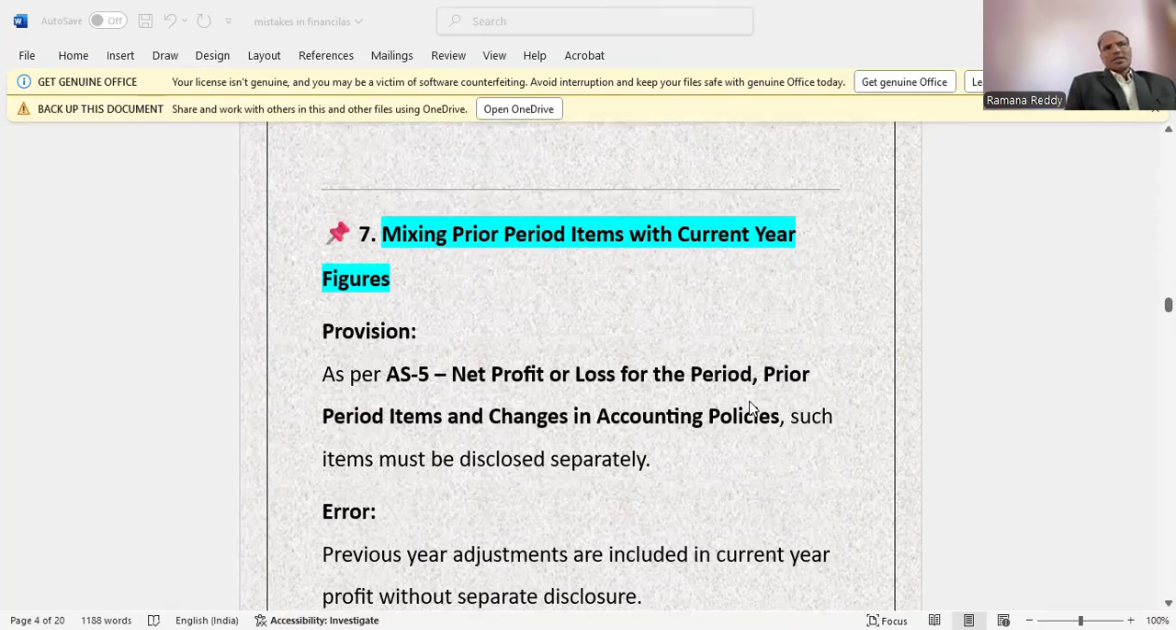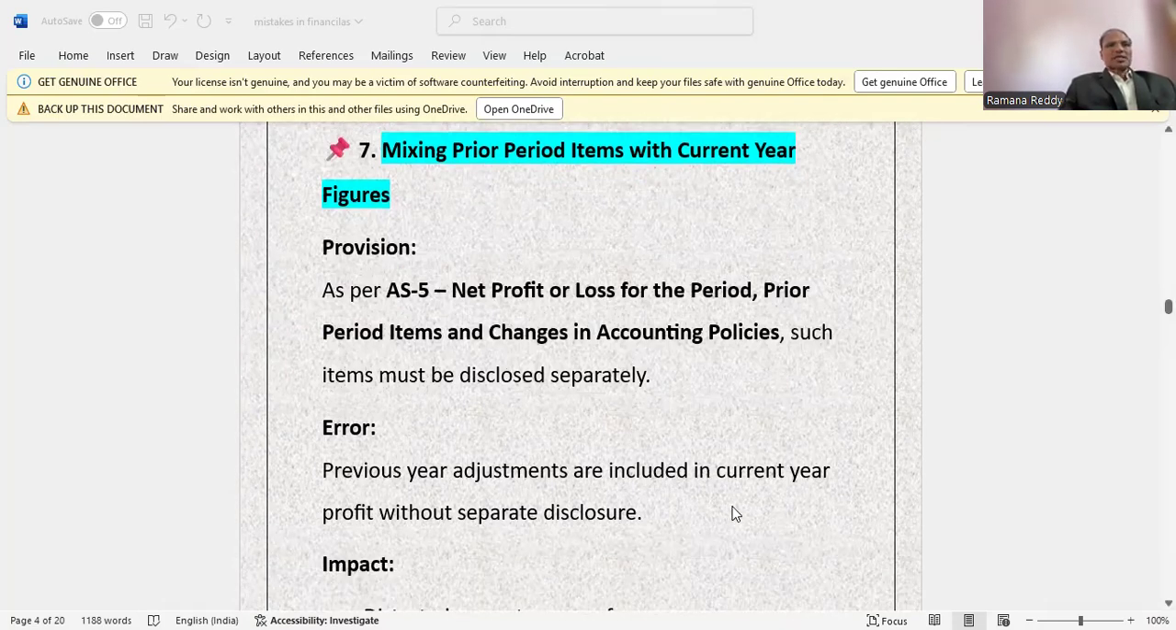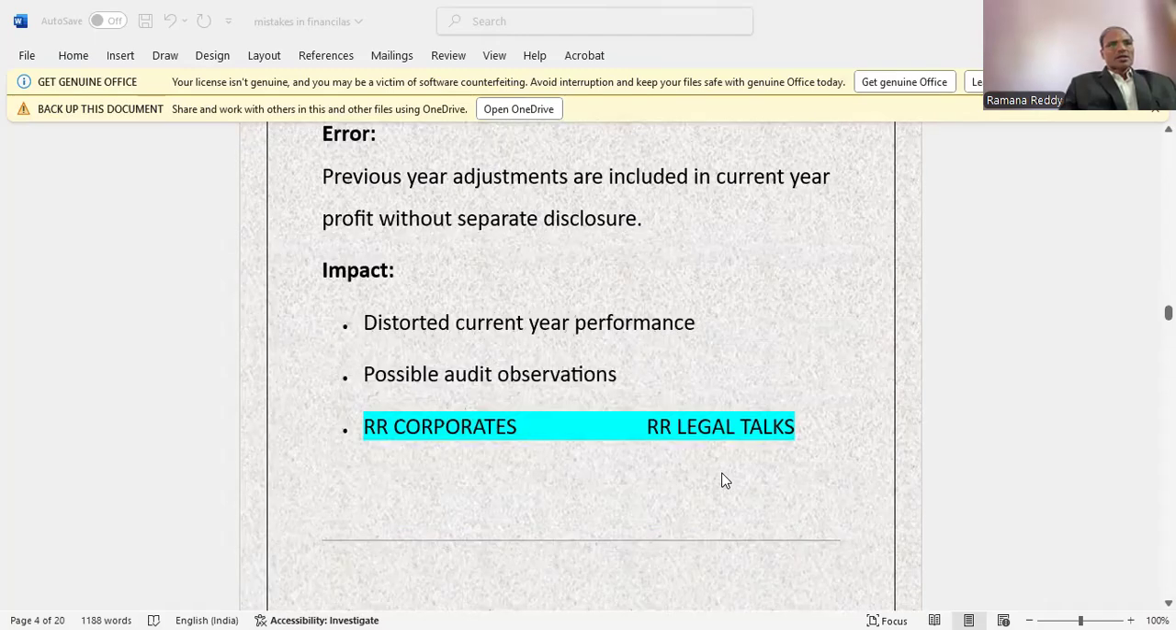Another error we'll see is mixing prior period items with current year figures. As per AS5, net profit or loss for the period, prior period items and changes in accounting policies, such items must be disclosed separately. But the error we see is that previous year adjustments are included in the current year profits without separate disclosure. The impact would be distorted current year performance and possible audit observations.